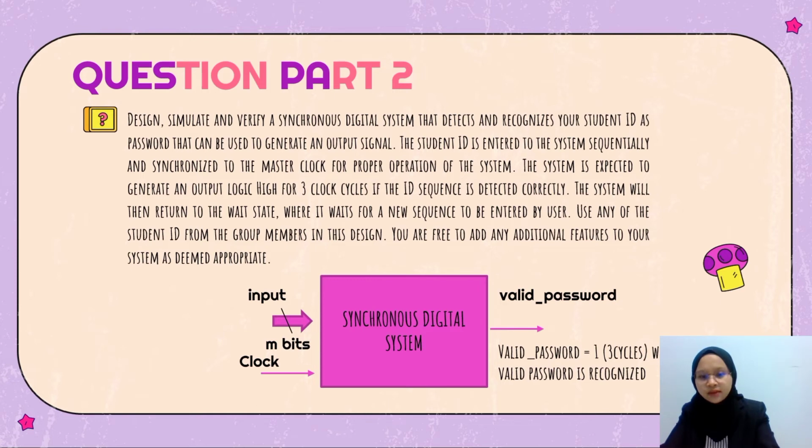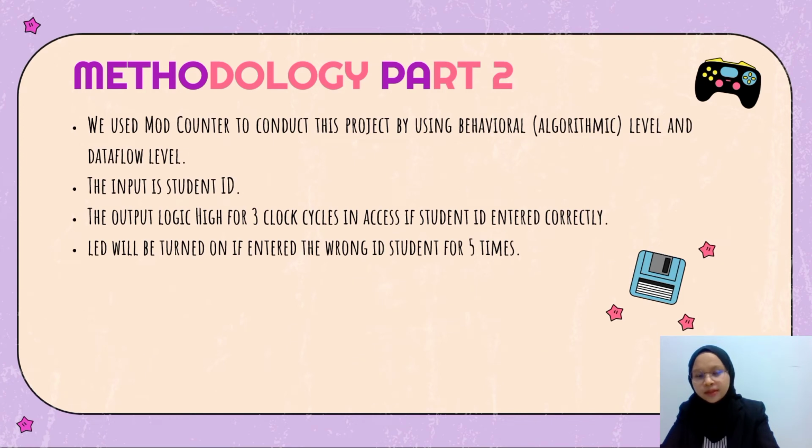So this is the figure for this question. This part is about the methodology for part 2. The first one, we use the mode counter encoding that we created to conduct this project by using the behavioral algorithm level and data flow level. Second, the input is the student ID. Third, the output is logic high for 3 clock cycles for access if the student ID is entered correctly. Last one, an LED will be turned on if the wrong student ID is entered 5 times. So the next video is about the coding for question part 2.